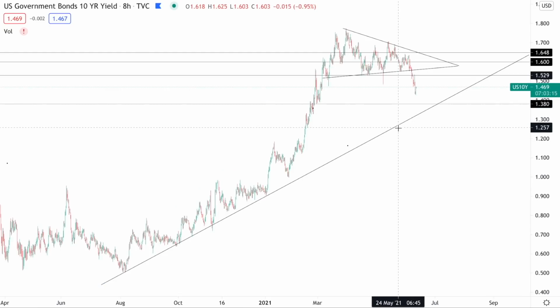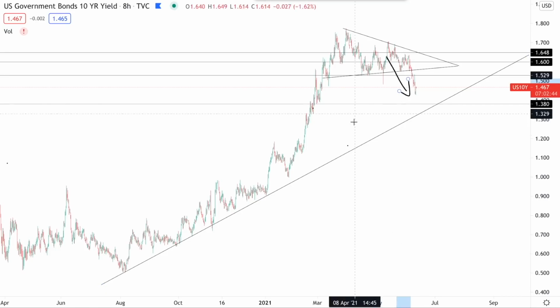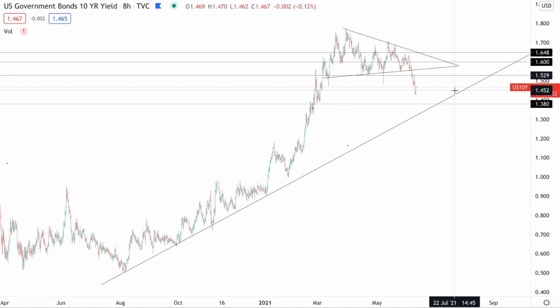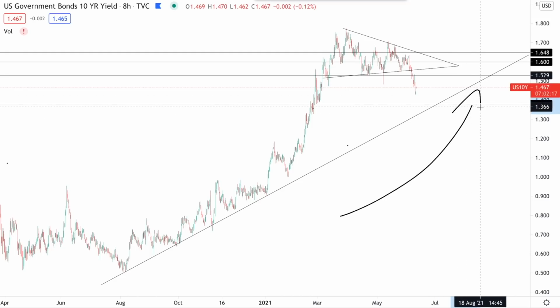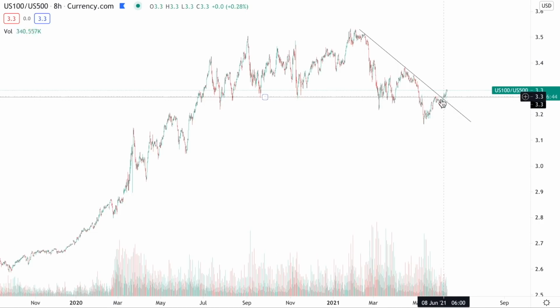So yields have been coming down and are getting closer and closer to this uptrend line support right here. This correction in yields is helping to push tech a little bit higher, right? As yields fall, that generally benefits growth and technology stocks more than the rest of the market. So the question is: is this a sustained move where we're going to see tech continue to outperform and yields continue to go down, or is this just a counter trend correction? That's what I want to take a look at on this chart right here.